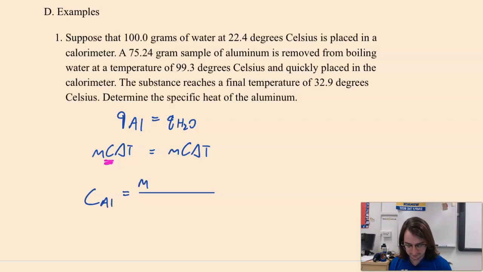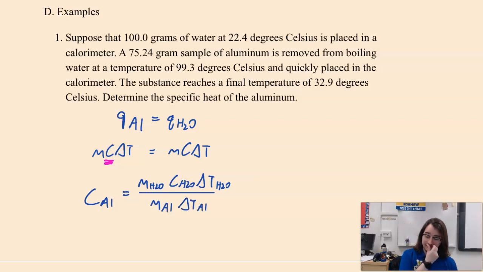And over here, I have the mass of the water, specific heat of the water, the change in temperature of the water, and that's divided by the mass of the aluminum and the change in temperature of the aluminum. So again, I have all these things available to me. They're all in the problem. The mass of the water, let's see if we can find it. Boom, right there, right at the beginning. So that's the mass of the water.